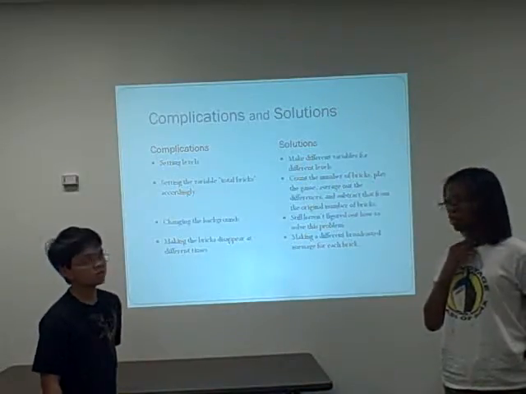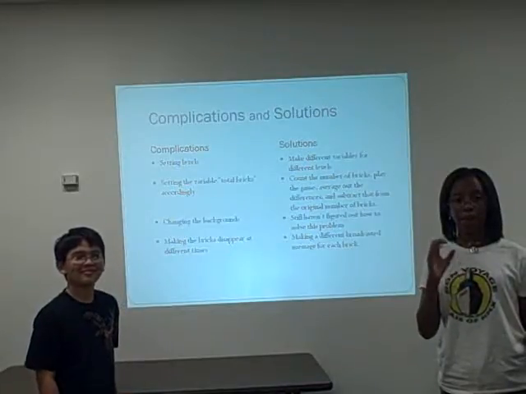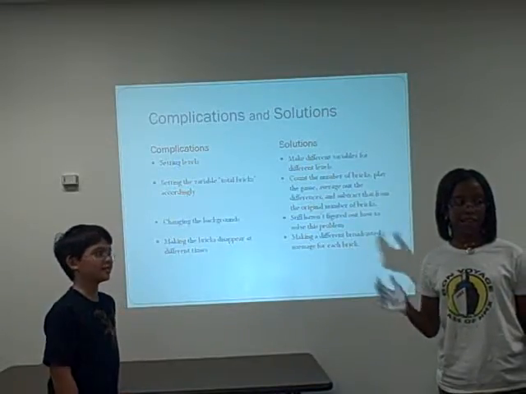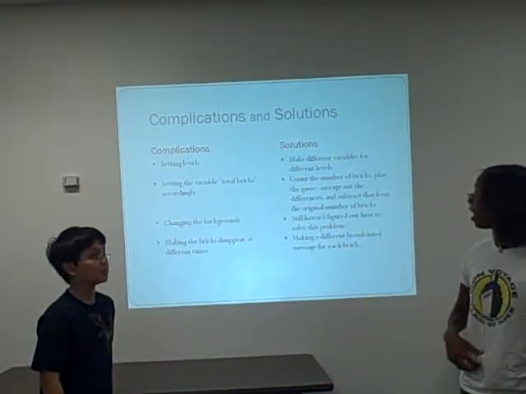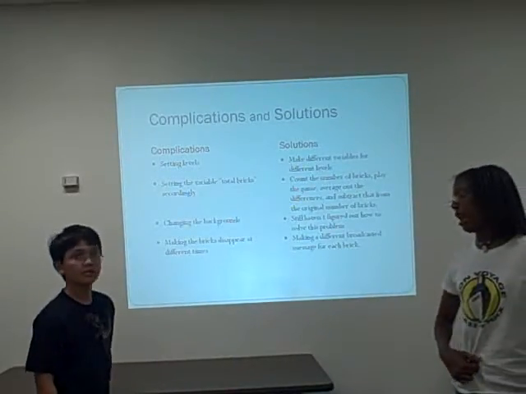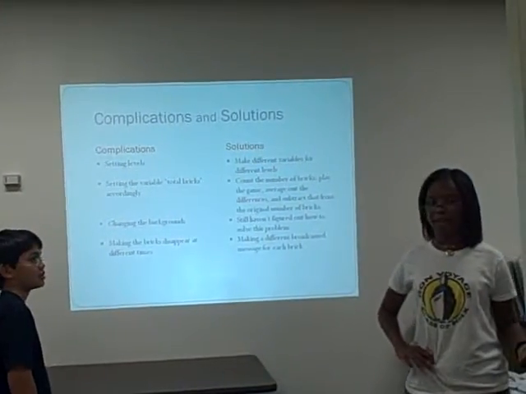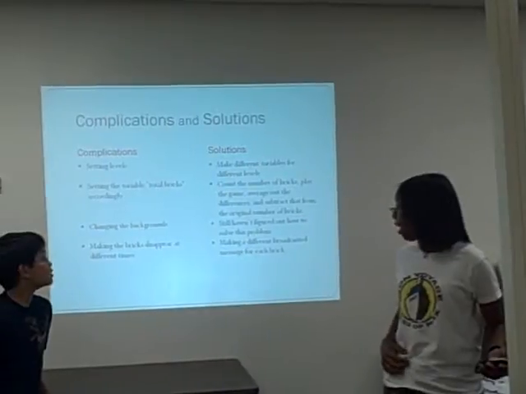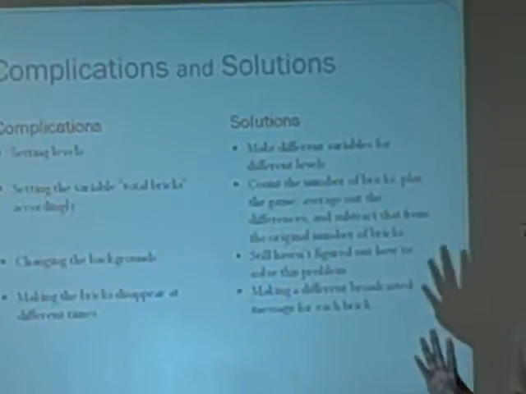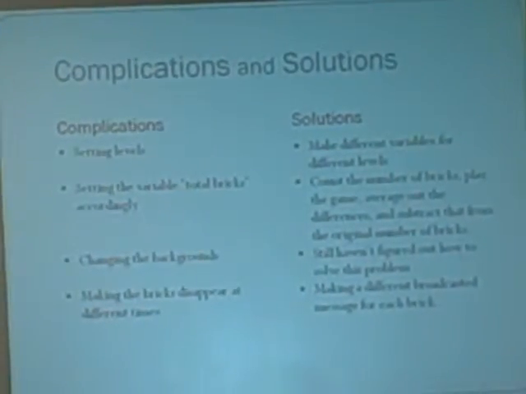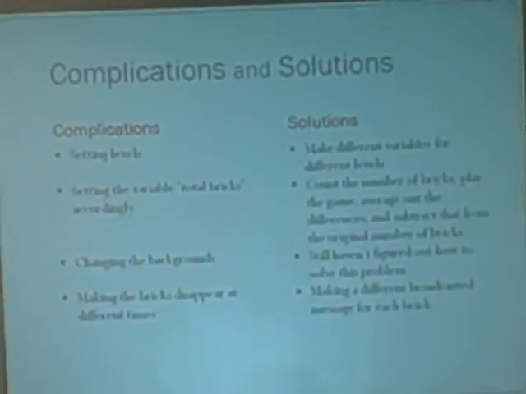Actually, the problem about that was that we had to make sure that when all the bricks would equal 0, then it would change to the next level, but it was really difficult trying to set that number. So we would count the number of bricks we had, play the game, and then it would sometimes be off by -1 or -2. We would average out the differences and subtract that from the original number. Their magic number, and changing the backgrounds, which we actually figured out.